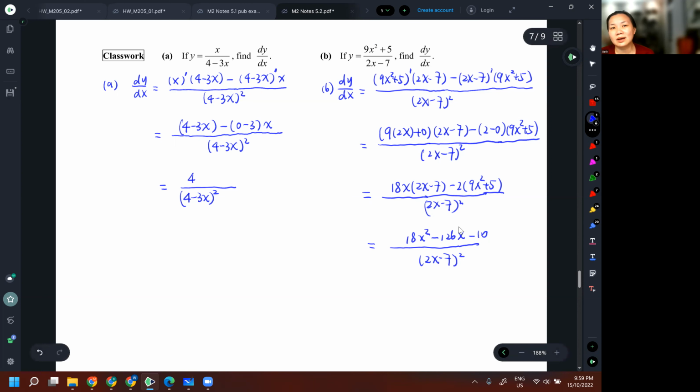Do you also check if this can be factorized and in the end simplified again? I think you should check it. But in this case, I don't think so. I don't think you can have a factor of 2x minus 7 again. When I say I don't think so, I actually checked. Otherwise, you will further simplify. But that's the final answer. Is that okay? Now we have one more example to go.